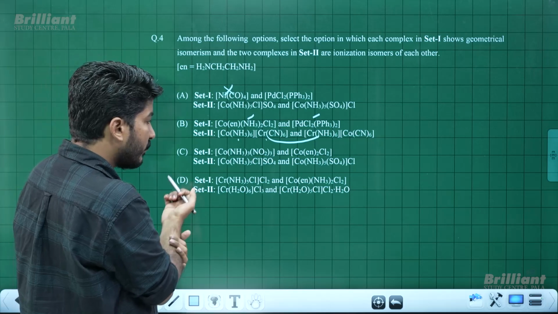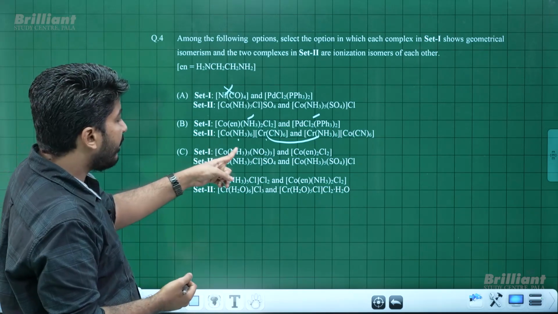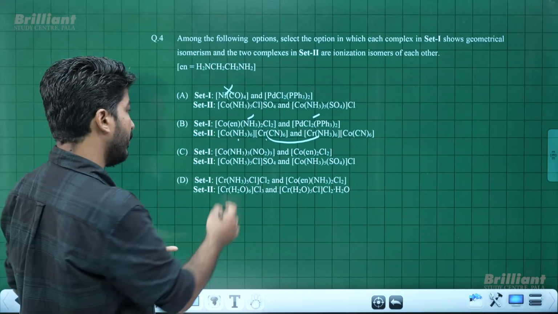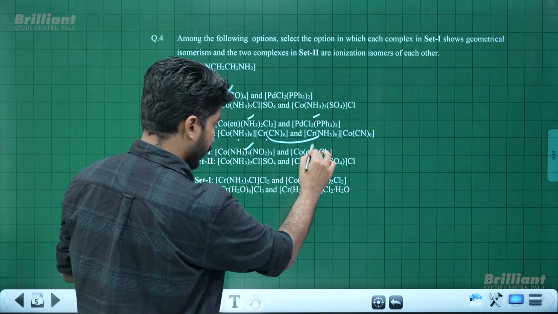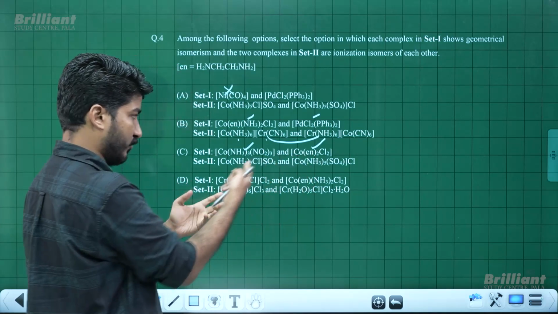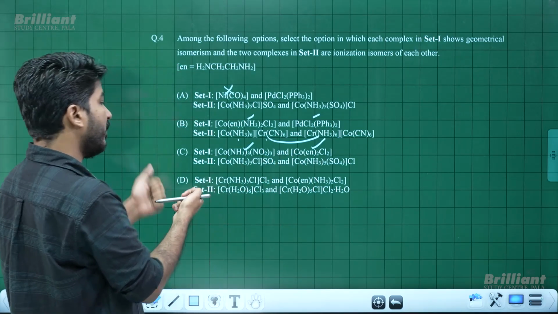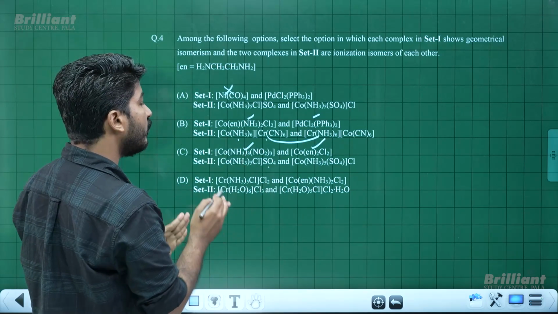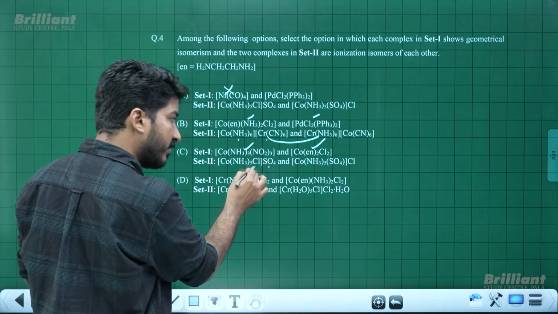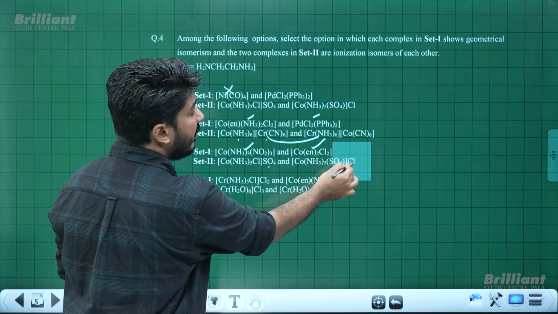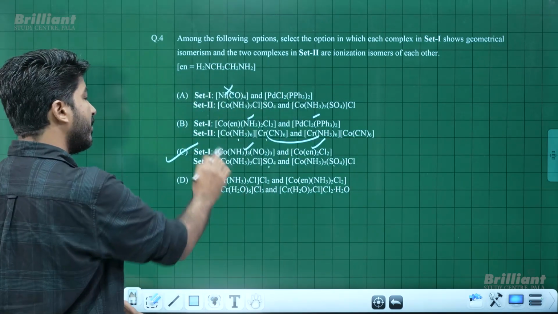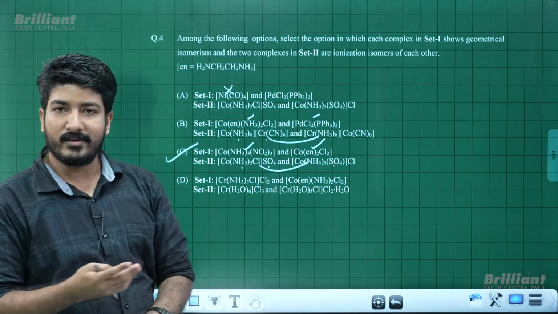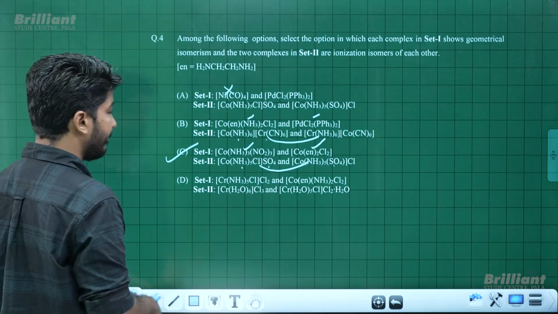Now moving on to option C, there we will find an Ma3b3 type octahedral compound which can show facial meridional isomerism. So this can show geometrical isomerism. This is also able to show simple cis-trans isomerism. So set 1 is okay for us. Then set 2, if you look, yeah, clearly it is an ionization isomer. Here we have SO4 outside, chloride inside. There we have chloride outside, sulfate inside. So that is clearly ionization isomers. So option C will be our right choice for this fourth question.